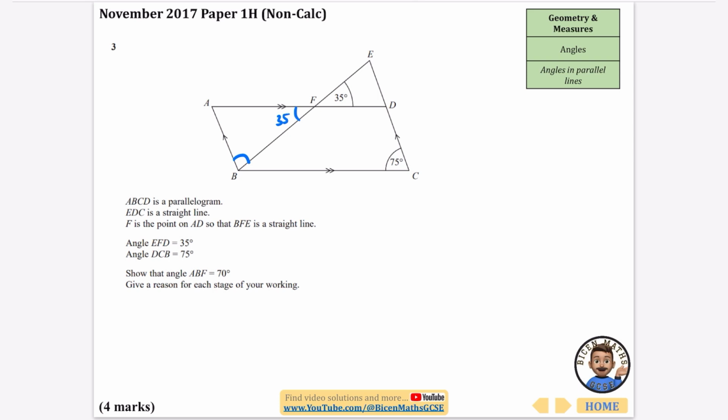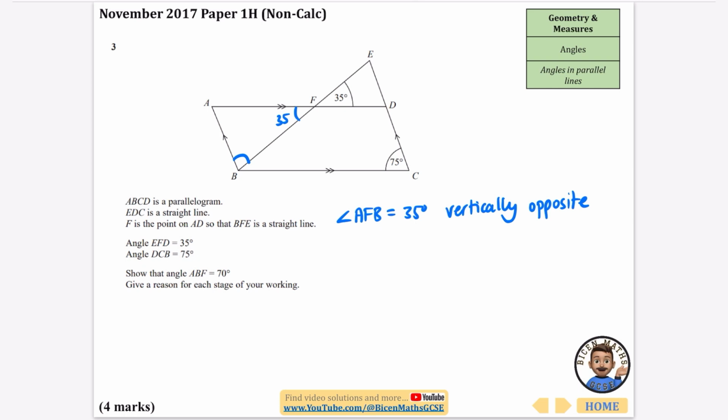which is going to be 35. I think that one might be useful. So I'm going to say that angle AFB is 35 degrees, and my reason for that is that they are vertically opposite, and we know that vertically opposite angles are equal.